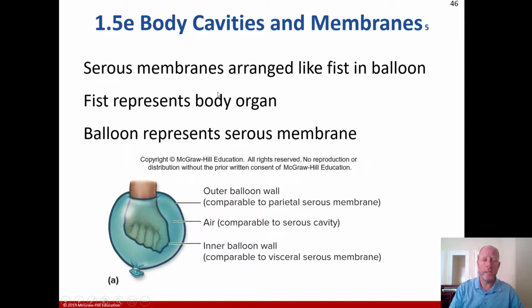And these body cavity membranes, serous membranes, are arranged like a fist inside of a balloon. It's a pretty good description and a pretty little image to help you out. That fist represents your body organ, okay? And the balloon represents a serous membrane around that organ. The outer balloon wall is comparable to your parietal serous membrane, okay? And the air inside that balloon is comparable to a serous cavity. And then the inner balloon wall is comparable to your visceral serous membrane, okay?